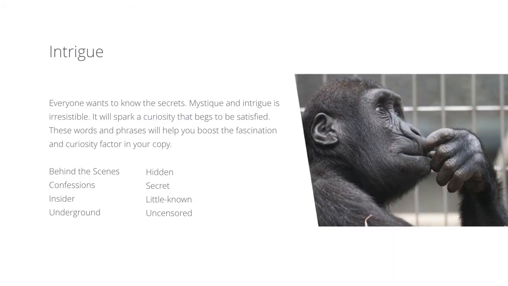And finally, intrigue. Everyone wants to know the juicy secrets. Mystique and intrigue is irresistible. It will spark a curiosity that begs to be satisfied, and these words and phrases will help you boost the fascination and curiosity factor in your copy. So when you use words and phrases like behind the scenes, words like confessions, insider, underground, hidden, secret, little known, and uncensored, you can really arouse that feeling of intrigue.